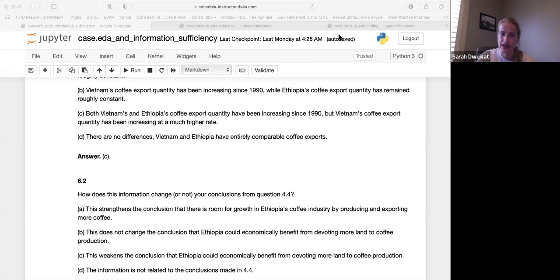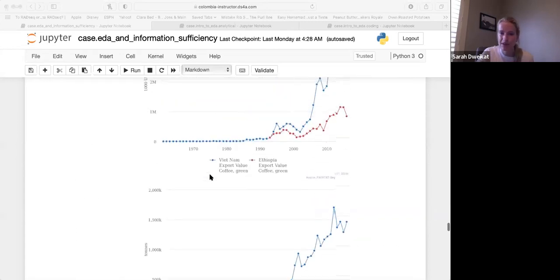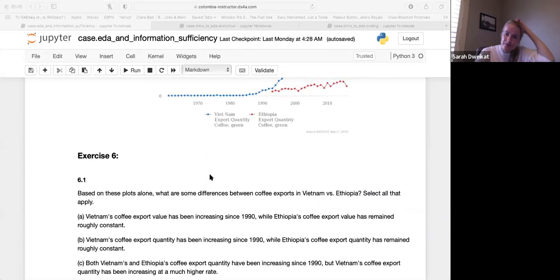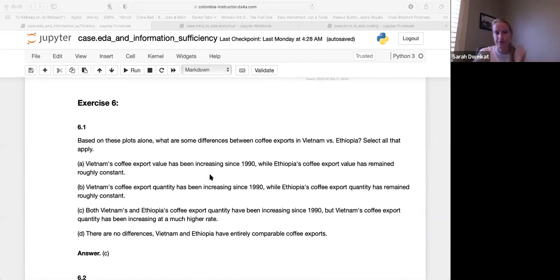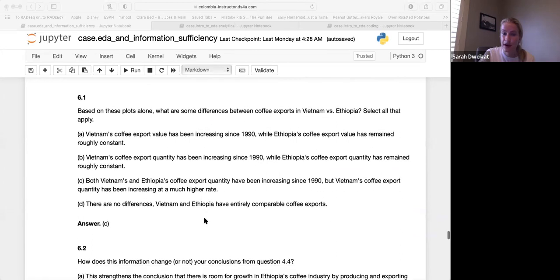So does that make sense? We're thinking about when we say how does this information, we're thinking about these two export graphs. And our answer to this question about their export quantity.